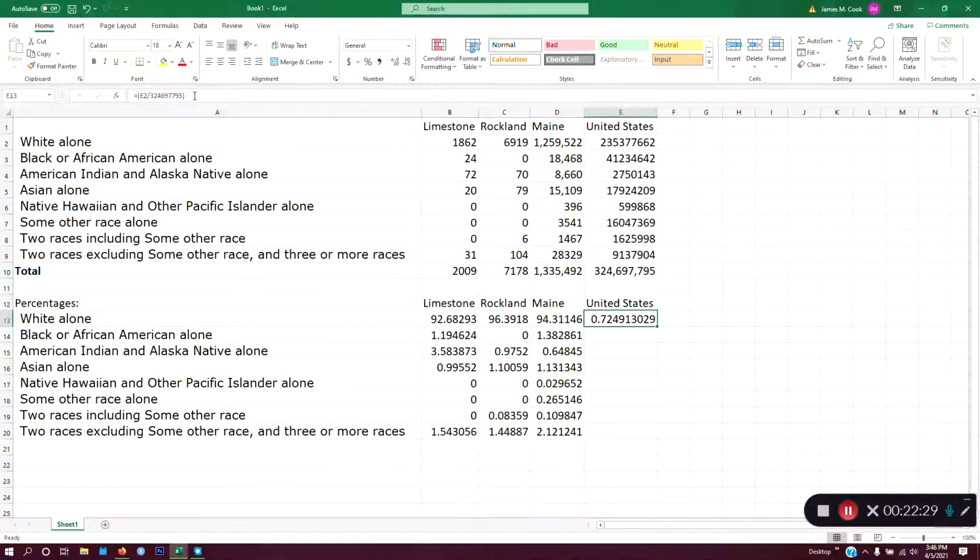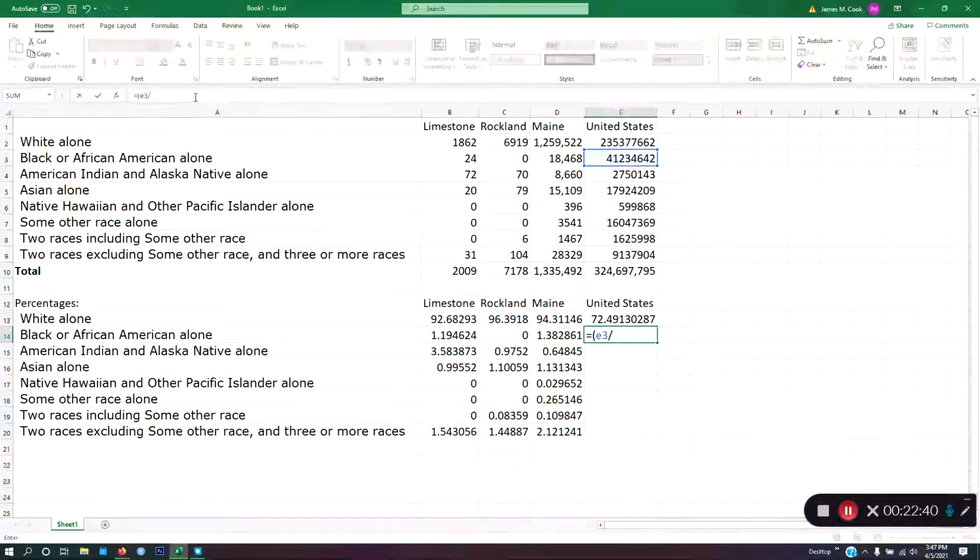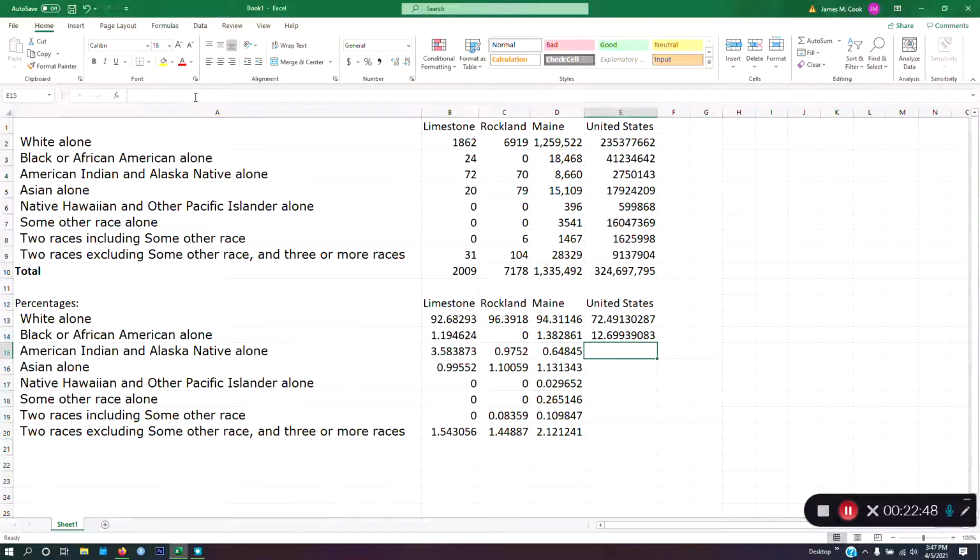Do we want to multiply that by 100? Yes, we do. Okay. So now that we've multiplied that by 100, we can go in again and we could say, let's take E3 and divide it by 324,697,795 people. Whew. Multiply that by 100, and you get 12.7% or 12.70% rounding up of the US population being Black or African American alone.